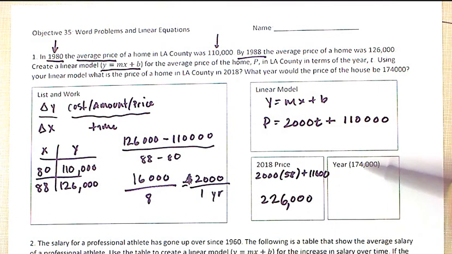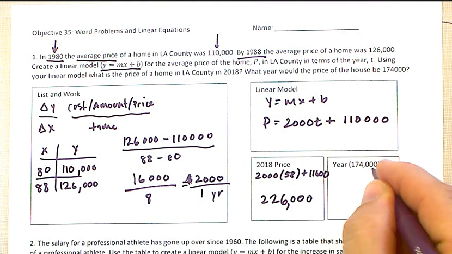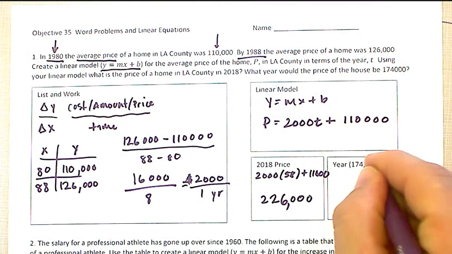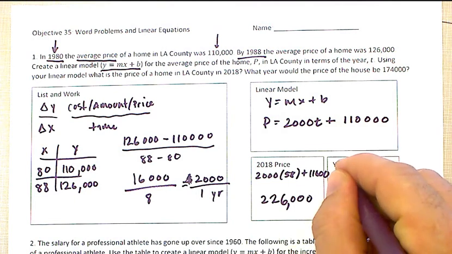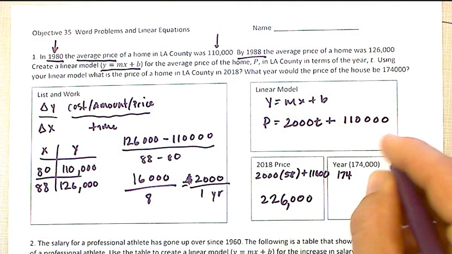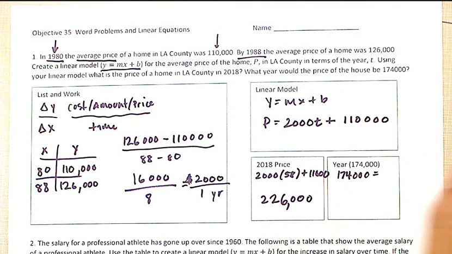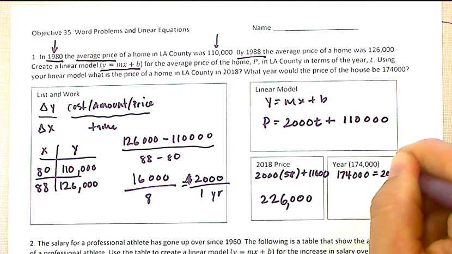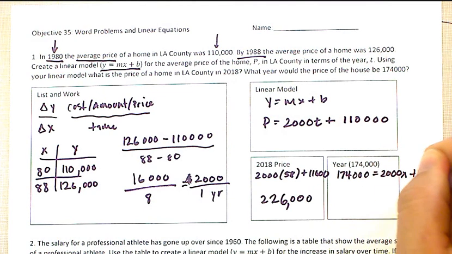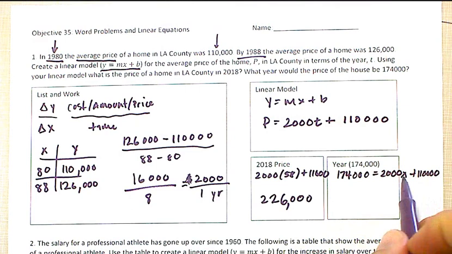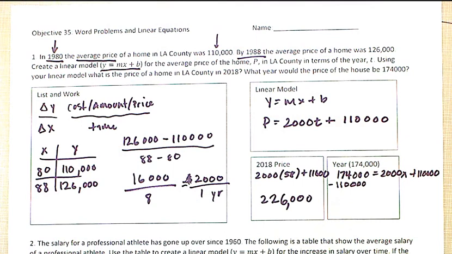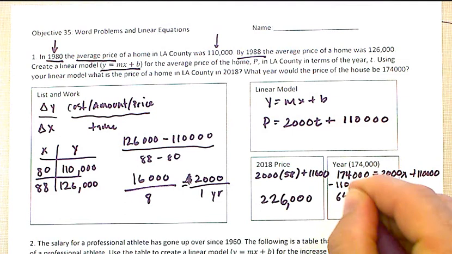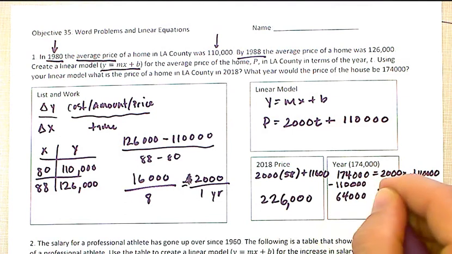Now, another question I asked, well, what will the price of the house be when the price is 174,000? So price is P. So 174,000 equals 2,000 per year plus the 110. So basically what I'm doing is solving for the amount of years. So I could subtract 110,000. So I get 174 minus 110. It's about 64,000. So basically the change in price is going to be about 64,000.